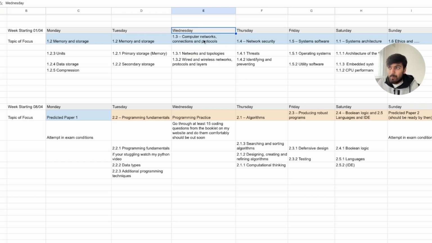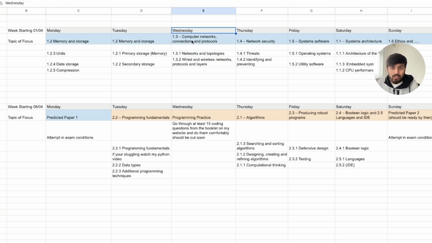Now, third day, we come on to networks, and what I want you guys to focus on is network topologies. This includes client-server, peer-to-peer, LAN, WAN, and the structure of the internet. So the difference between www and the internet. And this is a larger topic again, but this should maybe take you about 45 minutes to go through. And wireless and wired networks as well as protocols, this should take you another 45 minutes. So ideally 1.5 hours on networks.